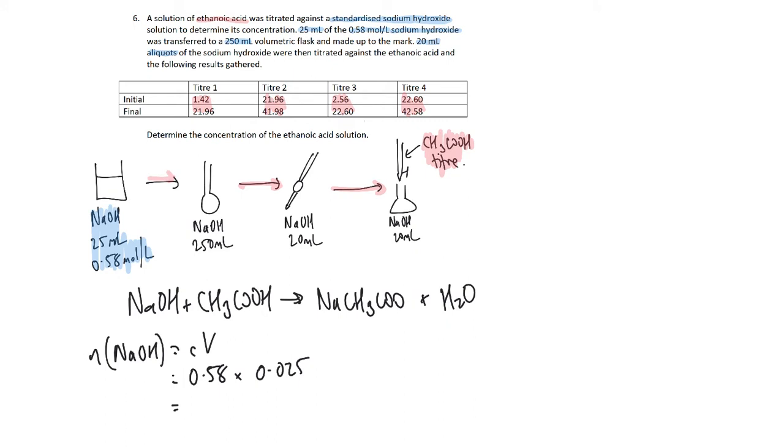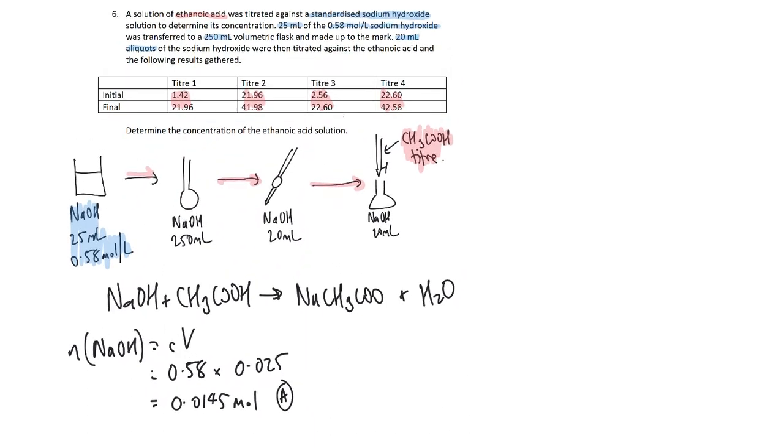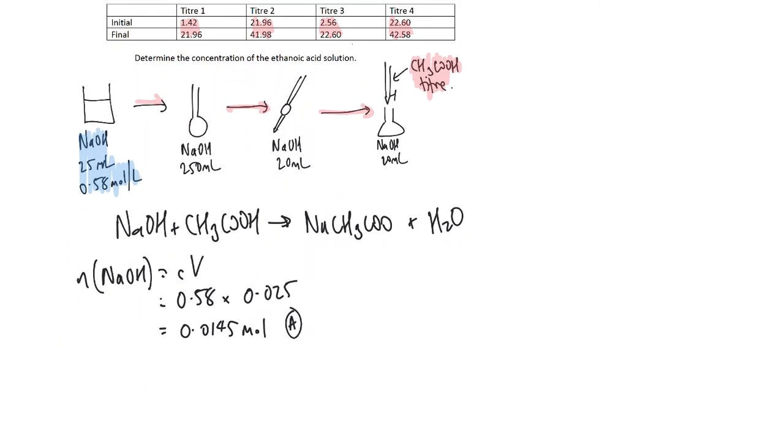So 0.58 times 0.025 is 0.0145 mole there. And I'm going to save that as A. All right. Now that I have that, I'm going to be able to work out, so I'm moving this way, I've just solved for this, now I've got to solve for the concentration.